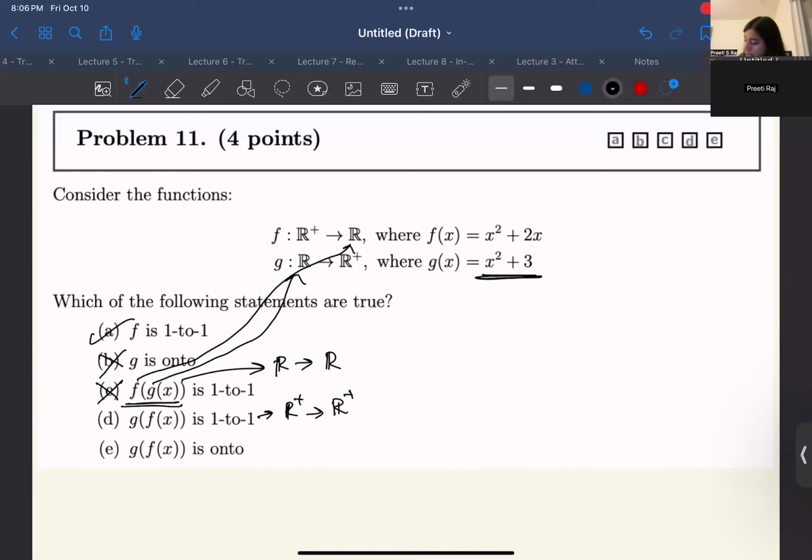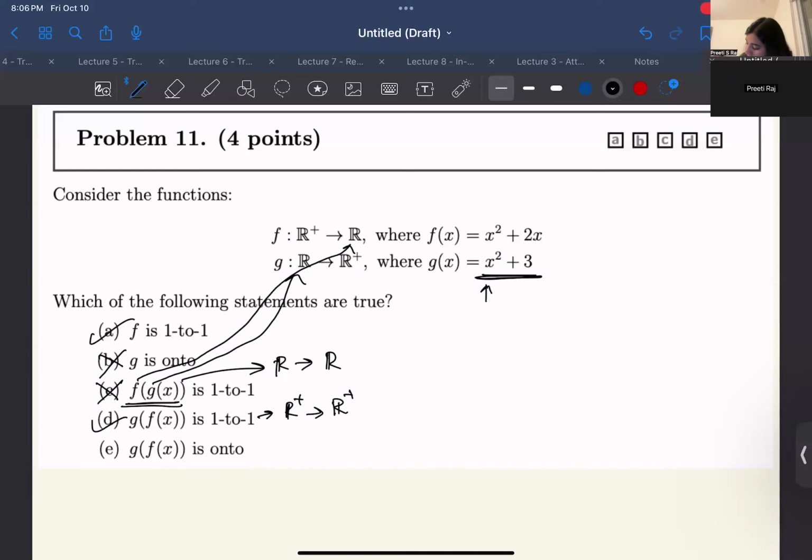Yes, because x squared plus 3 can only take in positive numbers, that means it's always going to give you different outputs for different inputs. So this would also be 1 to 1.